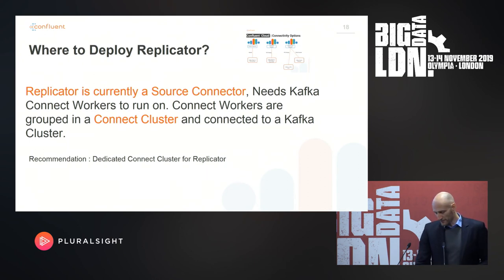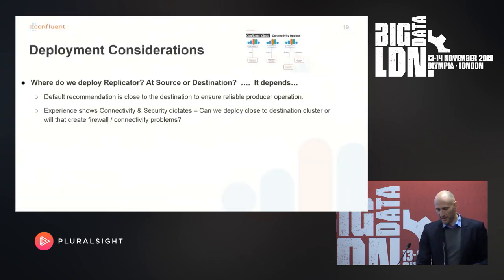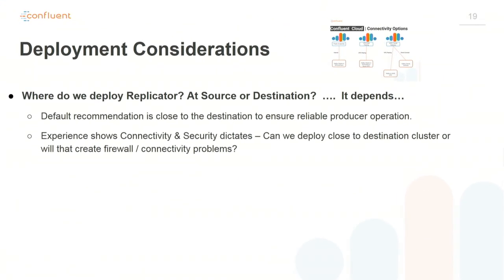So where to deploy them? Because in terms of connectivity options, we saw that we had a few different options. So the consideration is, where do I deploy it? At my source or my destination, on-prem or in the cloud? And it depends. The default recommendation is to make sure that you have the replicator as close as possible to the destination to make sure you have reliable producer operations. So latency and things like that play into the picture here.